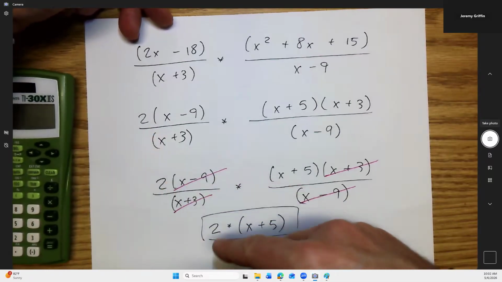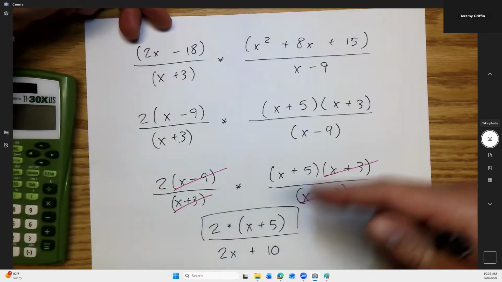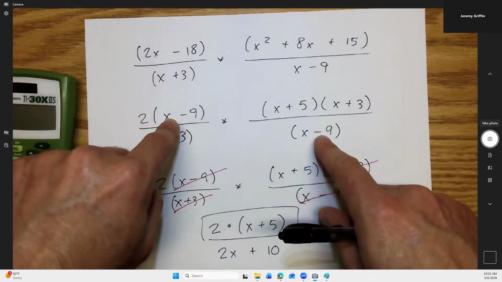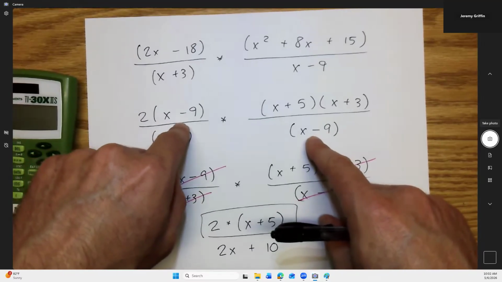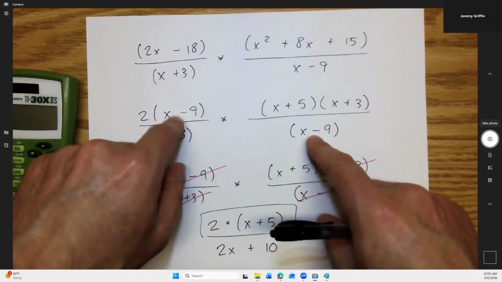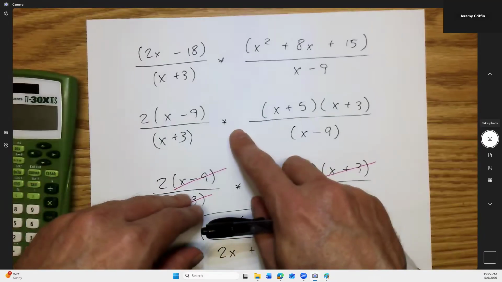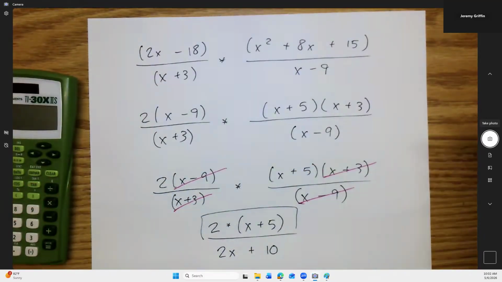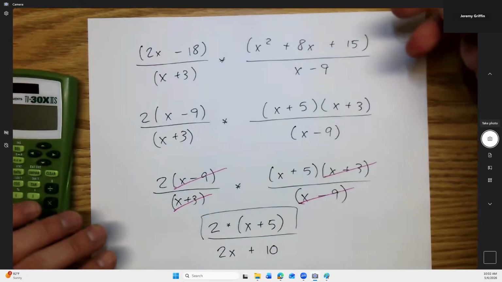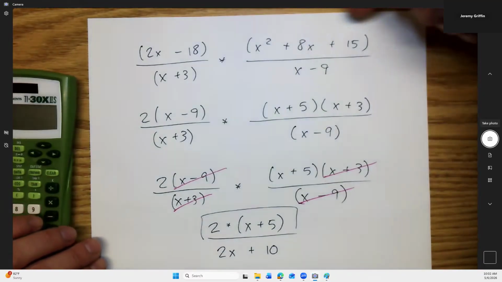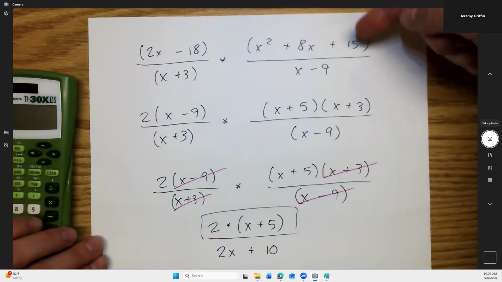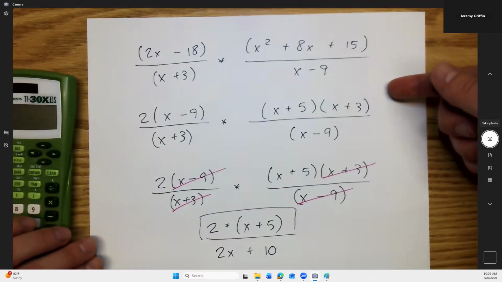Usually what happens with these types of setups is that some of these terms are going to cancel, like this x minus 9 and this x minus 9. And I'm allowed to do that because this is all multiplied together. If this was added, I would not be allowed to, but it's multiplied, so I can do it. And how about this polynomial looking expression over here? I can factor that too. It factors as x plus 5 times x plus 3.